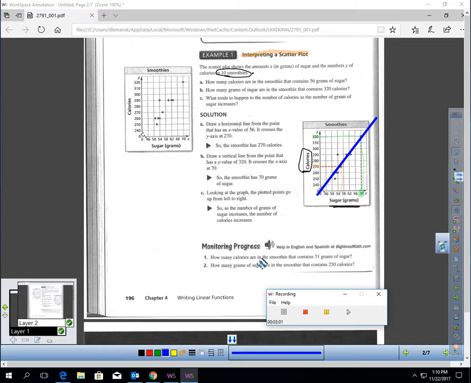Okay, you're back. How many calories are in the smoothie that contains 51 grams of sugar? Well, 51 grams of sugar would be about here, and that looks to me like it's a smoothie that would have 260 calories. And then, how many grams of sugar are in a smoothie that contains 250 calories? So, here's 250 calories, and that smoothie looks like it was about 52 grams then.